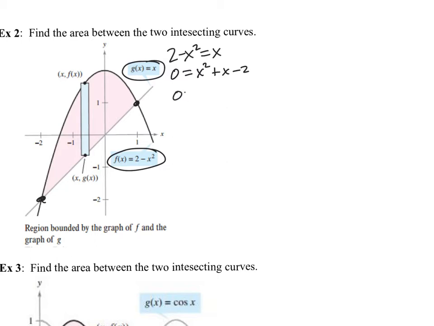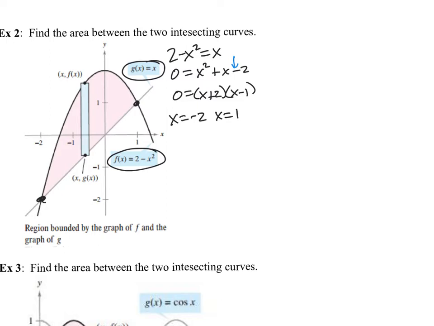And then we can solve this quadratic equation by factoring. So let's see, we're looking for factors of negative 2. I always look at this sign, which tells me that my signs have to be different. So factors of negative 2, so I'm going to put a plus and a minus, that add up to positive 1. So factors of negative 2 that add up to positive 1 would be positive 2 and negative 1. Then that means our two solutions are x equals negative 2 and x equals 1. So those are our bounds of integration.